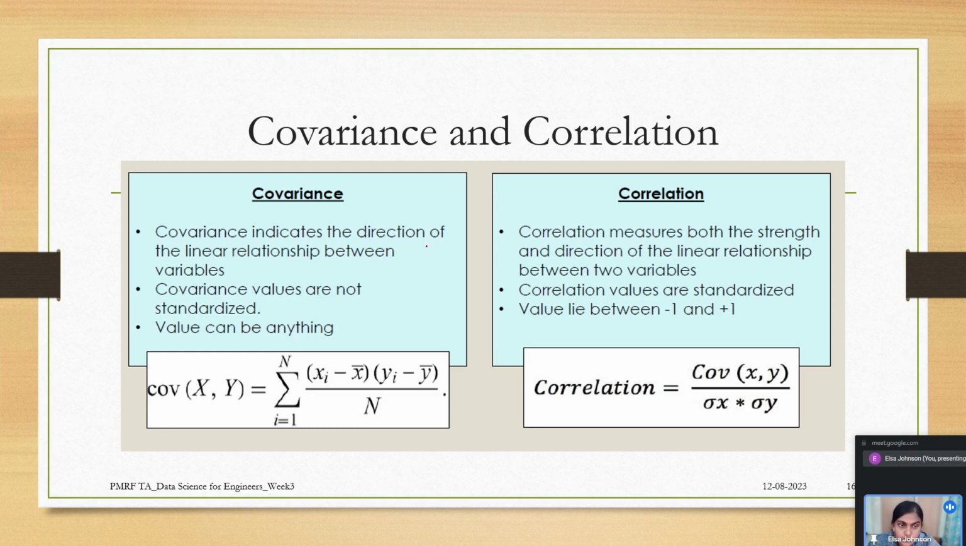Now if you want to get the strength as well as the direction of the relationship between two variables, you have to go for the correlation. In correlation, values are standardized and the value will lie between minus 1 and plus 1. Correlation is given as covariance of xy divided by sigma x into sigma y. These you have all seen; these both are standard deviations.